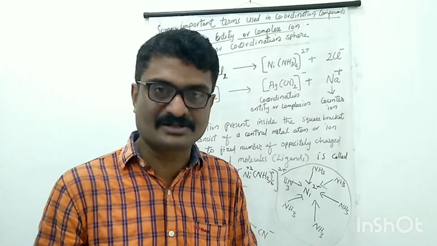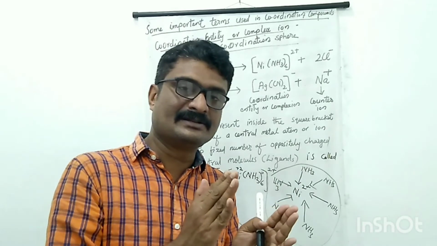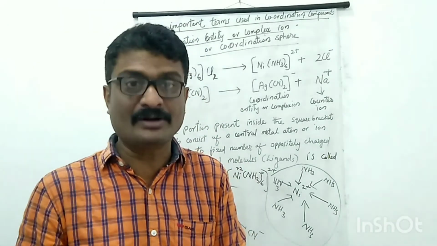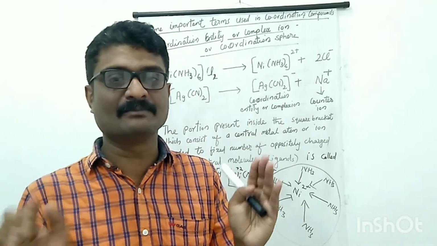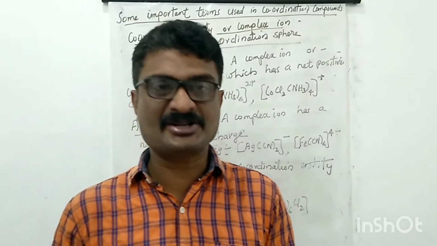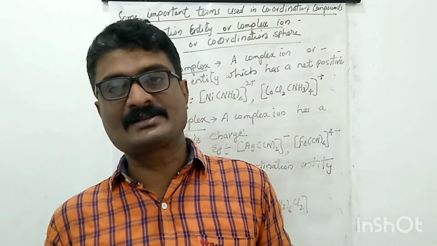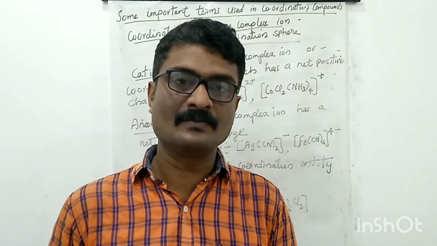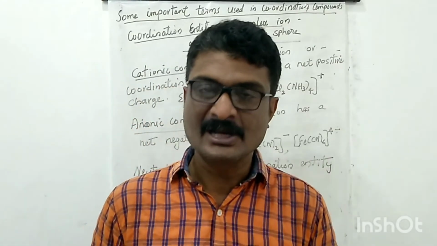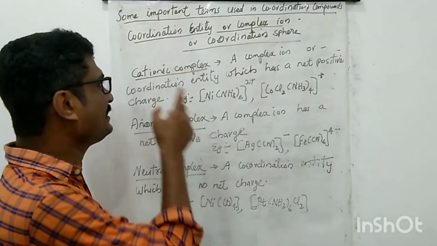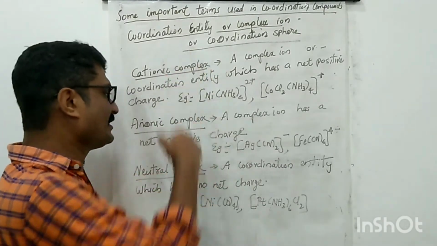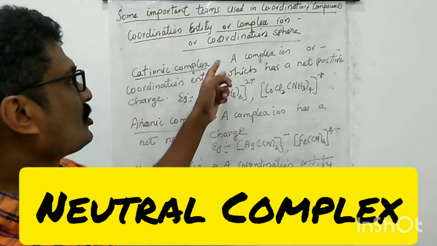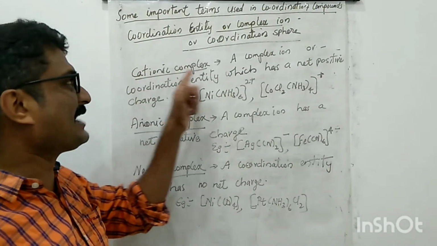Then a very important point: the force of attraction between this coordination entity and the counter ion, or complex ion and counter ion, is an ionic bond. The coordination entity or complex ion may be positively charged, negatively charged, or a neutral species. That means based on the charge, this coordination entity can be classified into 3 types: cationic complex, anionic complex, neutral complex.